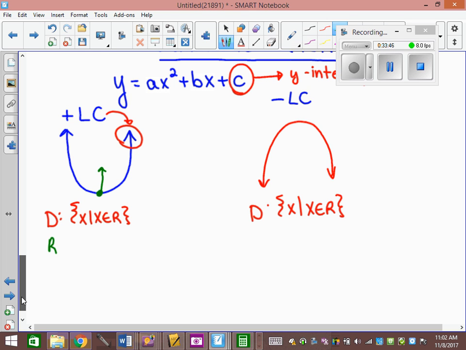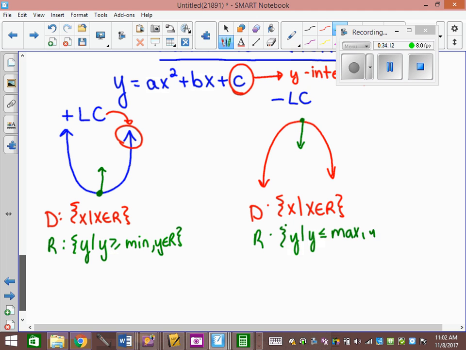So what we would have, our range is going to be y such that y is greater than or equal to the minimum. And we'll have to find that using our calculator. And we'll do that in 2 seconds here. And then this one is the highest it goes or less. So this one's going to be y such that y is less than or equal to the max, y ∈ ℝ. Okay?